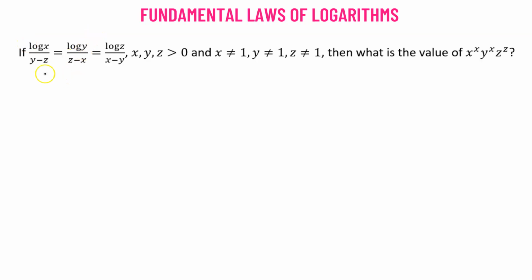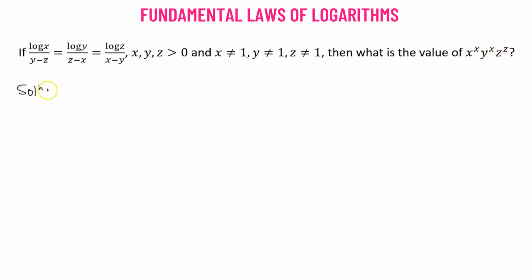In this particular problem, we are given a few conditions. So here this expression, and we are also given the fact that x, y, and z are positive, with x not equal to 1, y not equal to 1, and z also not equal to 1. So using this condition, we need to find the value of x raised to the power of x times y raised to the power of y times z raised to the power of z.